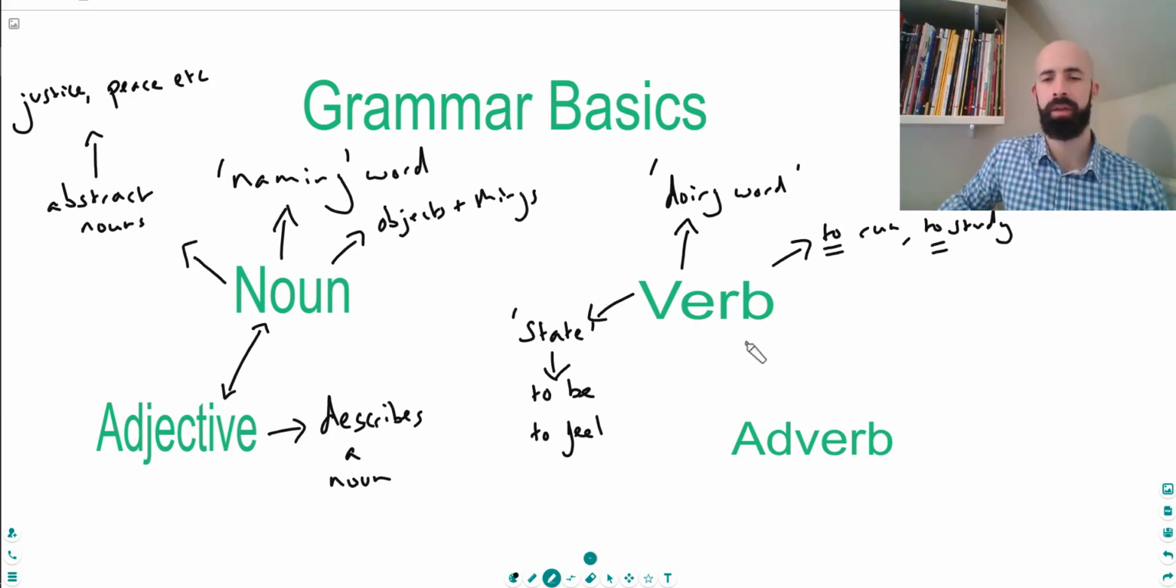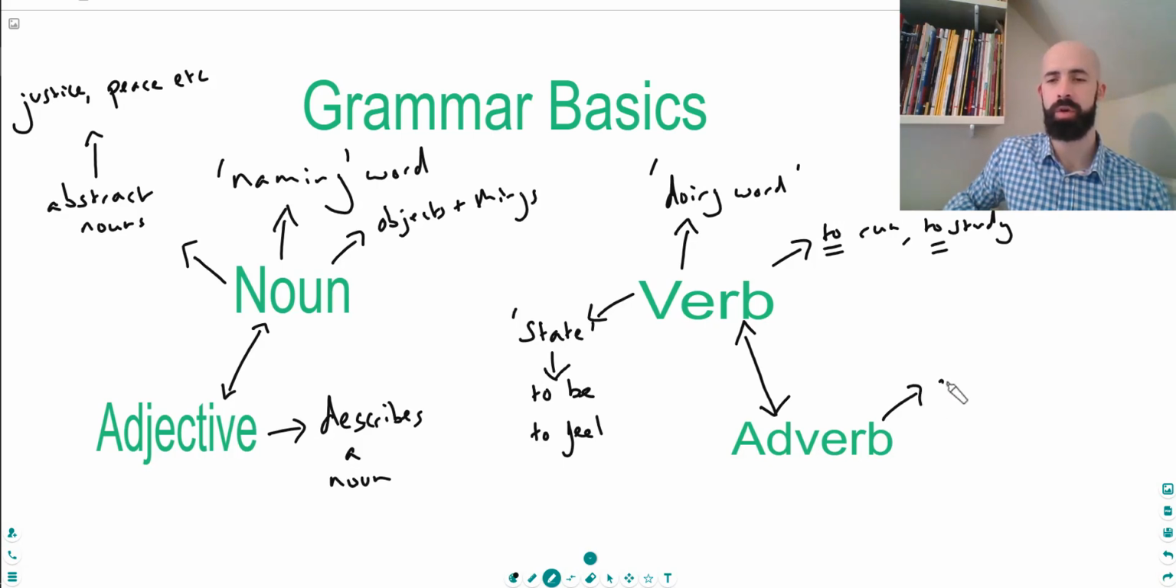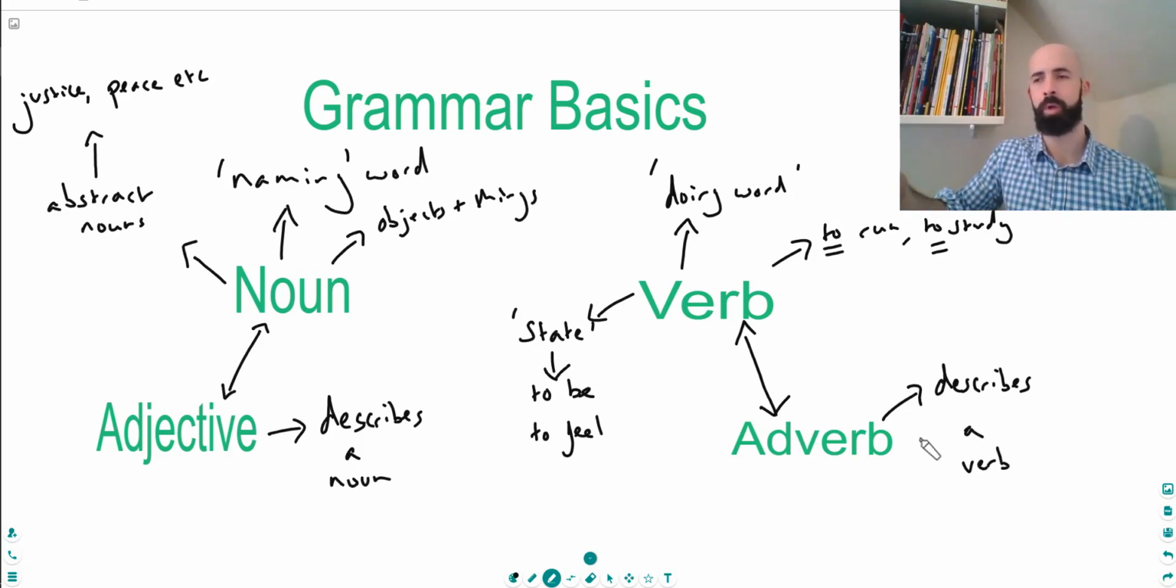And lastly here, linked to the verb, is the adverb. An adverb is a word that describes a verb. So for example, she ran quickly. To run is the verb, quickly is the adverb. He studied intensely. To study is the verb, and intensely is the adverb.